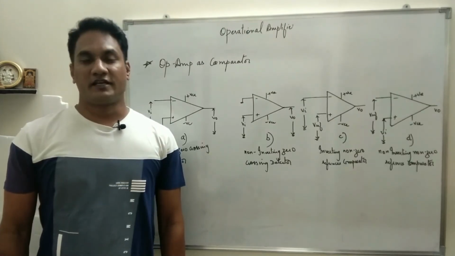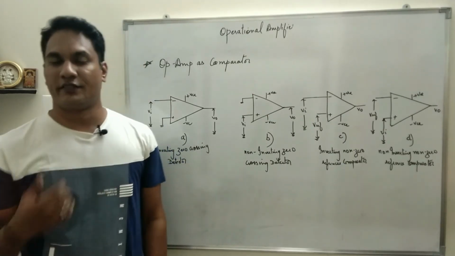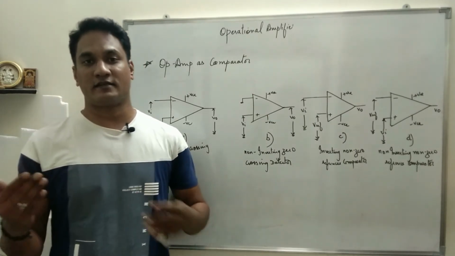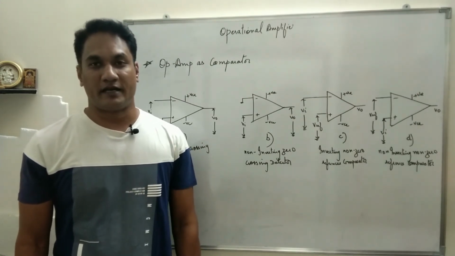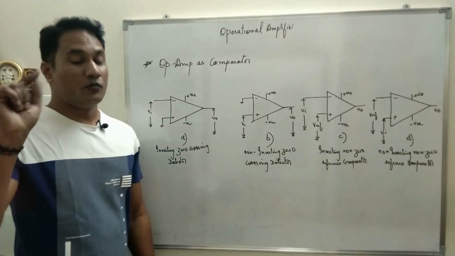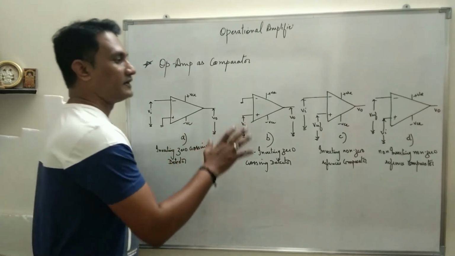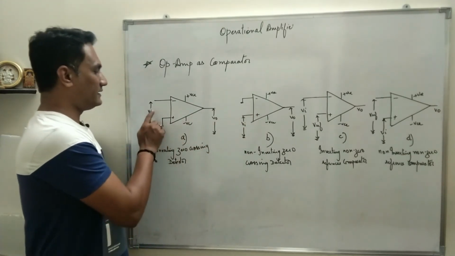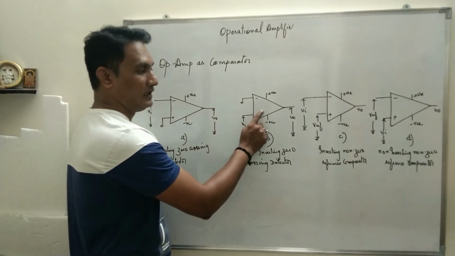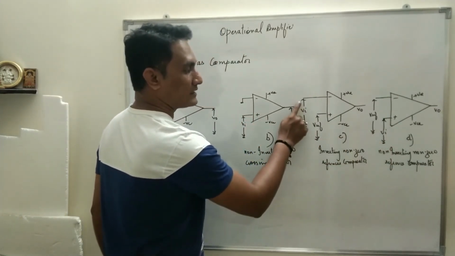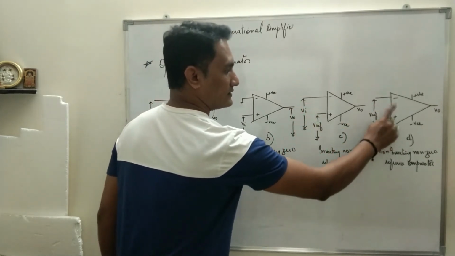Okay, the next application is op amp as comparator. Of course, what you can see on the board, I have drawn 4 circuits. That means there are 4 ways in which the op amp can be used as a comparator. The most important point to see in the circuit is that in the first 2 cases, I have applied input either to the inverting terminal or to the non-inverting terminal. And in the next 2 cases, input has been applied to 2 different terminals, both inverting as well as non-inverting, you can see, right?